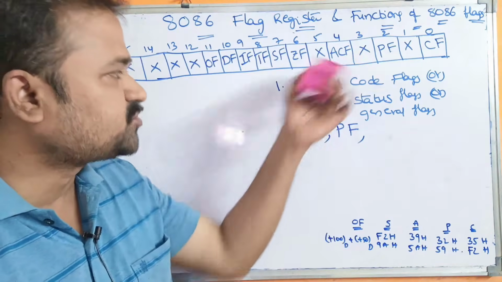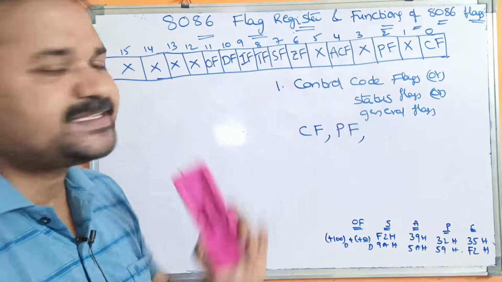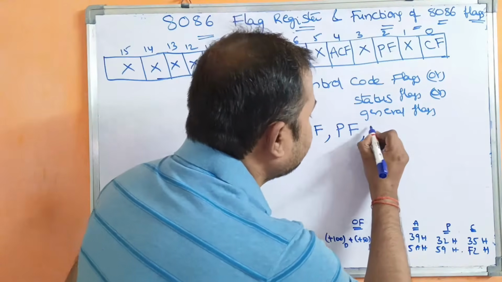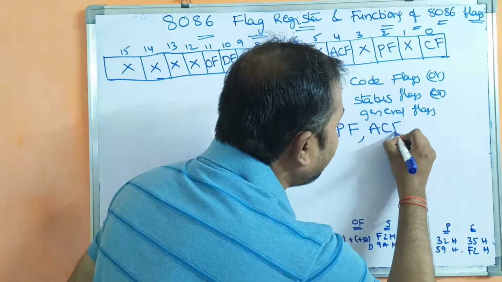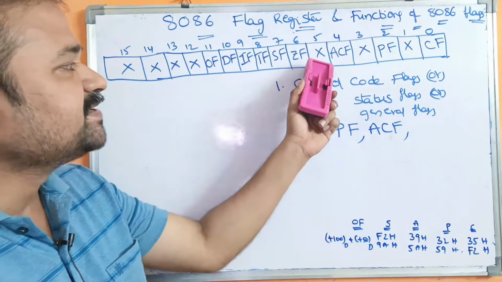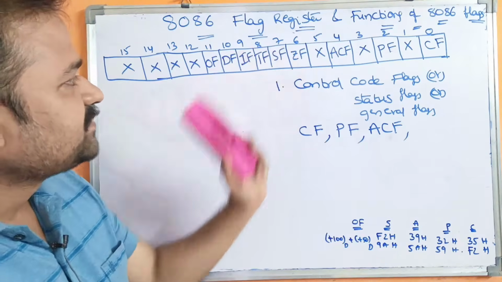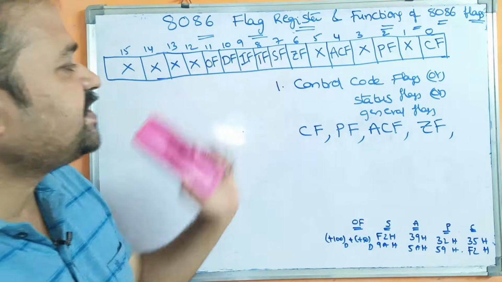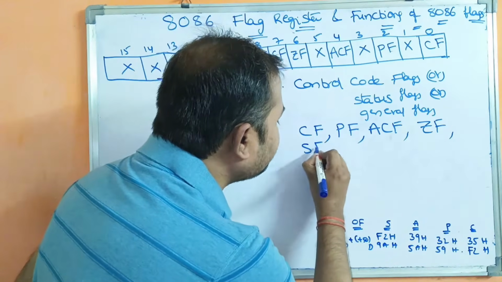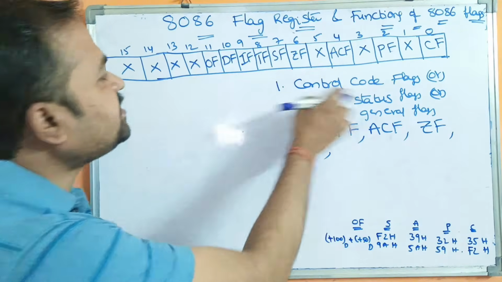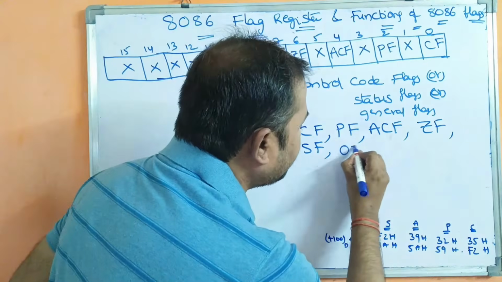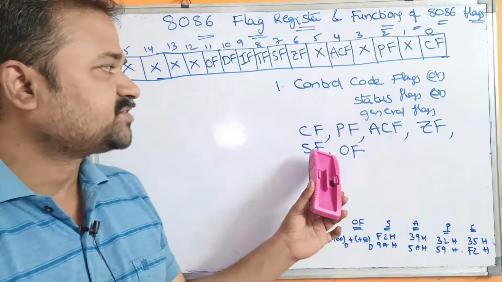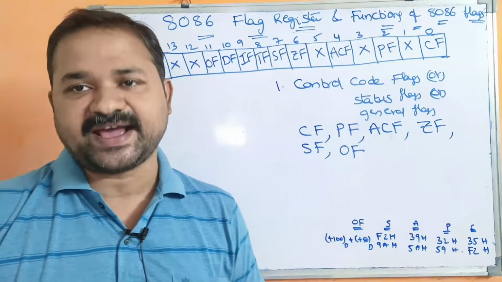The parity flag also comes under control code flags. The next one is X, which is reserved, don't care. The next one is AF. AF stands for auxiliary carry flag. The next one is an unused flag. Next is ZF, which stands for zero flag. Next is SF, which stands for sign flag. The next flag is the overflow flag. So 1, 2, 3, 4, 5, 6: 6 flags are control code flags.